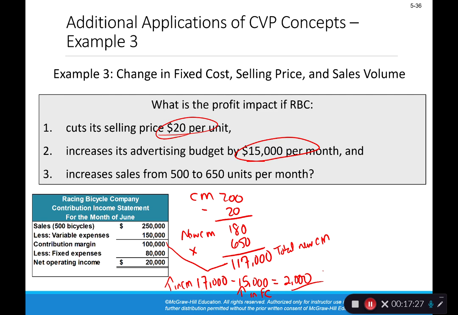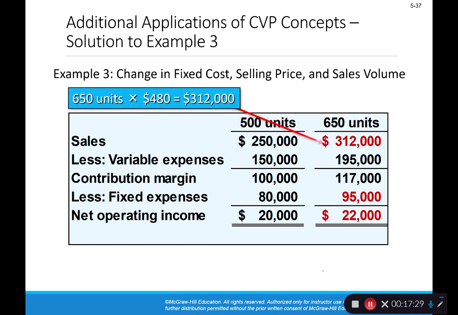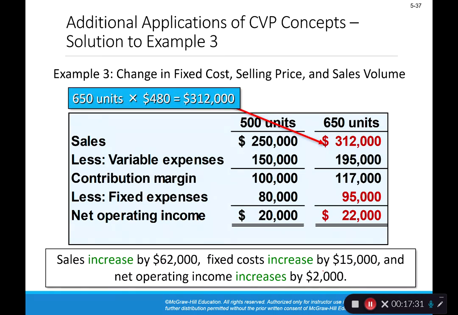Instead of the shortcut, we could redo the entire problem and figure out what our new sales would be with the lower selling price, figure out what our new variable costs would be, because we have to take 650 times 300. Students tend to skip that part. I would recommend at a minimum, if you don't like my total shortcut method, to do something similar.